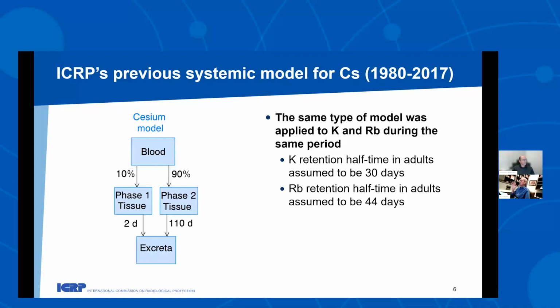And the same type of simple model was applied to potassium and rubidium during the same time period. The potassium retention half-time in adults in the model is assumed to be 30 days. The rubidium half-time is assumed to be 44 days. Potassium and rubidium move much faster in the body and are excreted much faster than cesium.